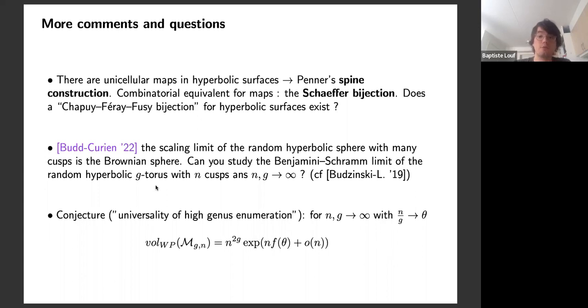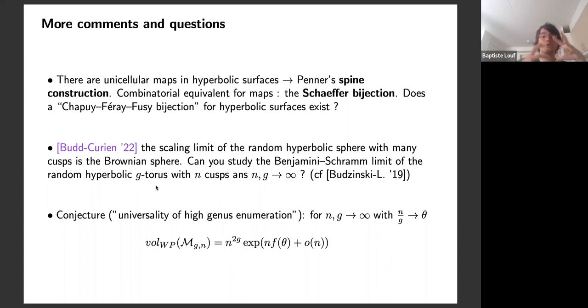If you take a hyperbolic surface, there's a way to find a unicellular map in a hyperbolic surface. It's called Penner's spine construction. If you take a given point and then the set of points who have more than one geodesic that go to this point, it forms a graph embedded on the surface. Sorry, it's kind of hard to visualize when I explain it in 5 seconds like this, but the point is the spine construction builds unicellular maps in hyperbolic surfaces.